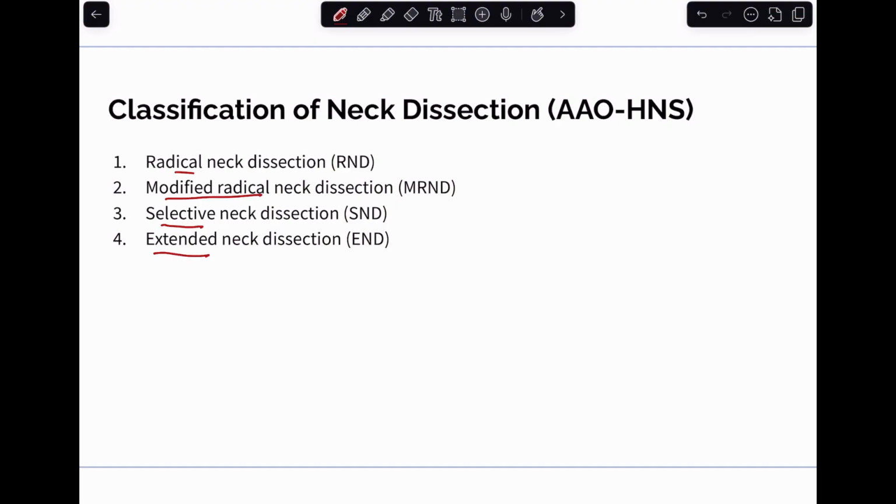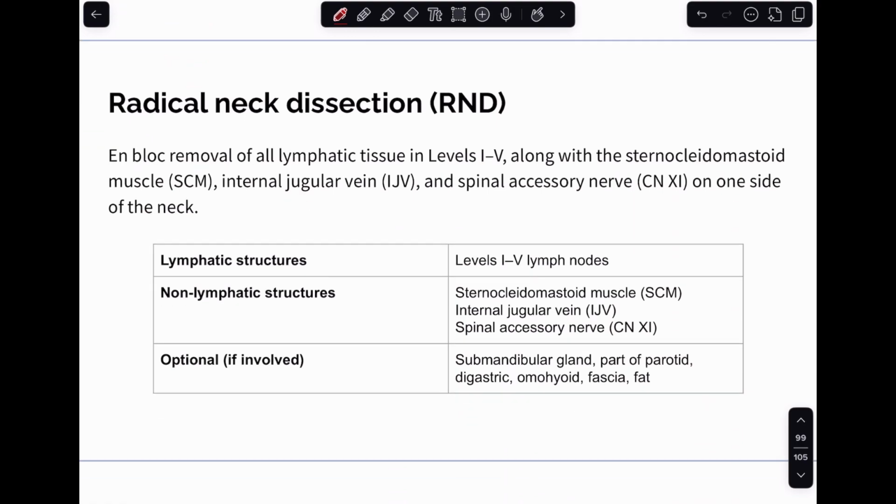Again, you need to know these, starting with radical neck dissection. Radical neck dissection is an en bloc removal of all the lymphatic tissue in level 1 to 5. The non-lymphatic structures removed here are the sternocleidomastoid muscle, internal jugular vein, and the spinal accessory nerve. These are all removed on one side of the neck. Optionally, if involved, some other structures that can be removed are the submandibular gland, part of parotid, digastric, omohyoid, fascia, and fat. This is what radical neck dissection is.